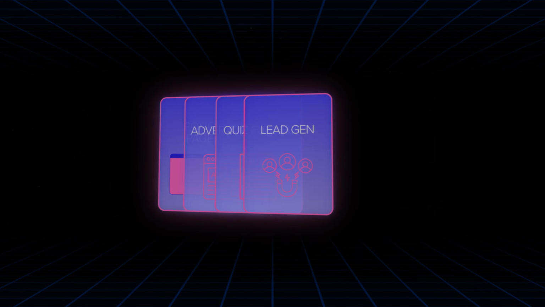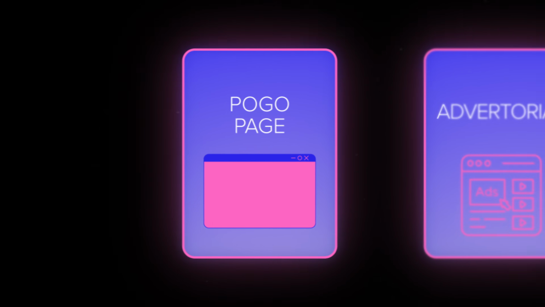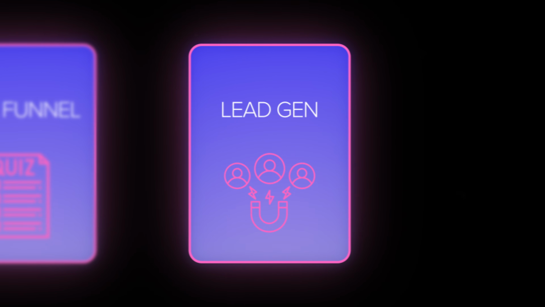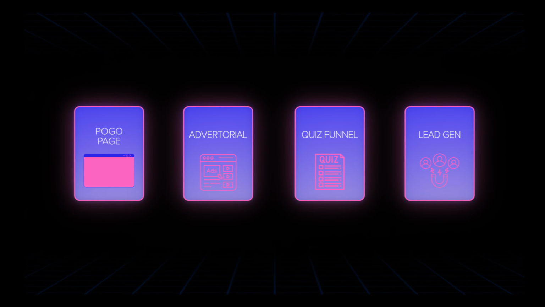To recap, we talked about the 4 main types of bridge pages, which were the pogo page, the advertorial, the quiz funnel, and the lead gen page. Each page works best in certain niches with certain offers for certain audiences. So you should always think about whether you're using the right bridge page for your offer.